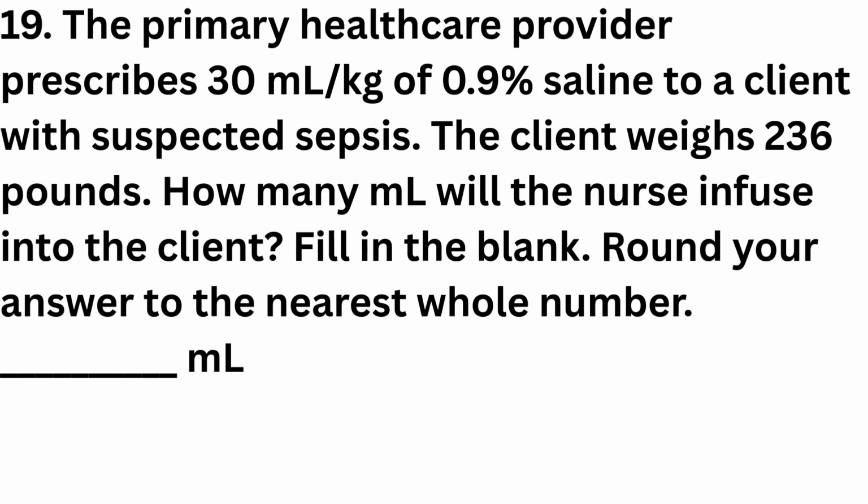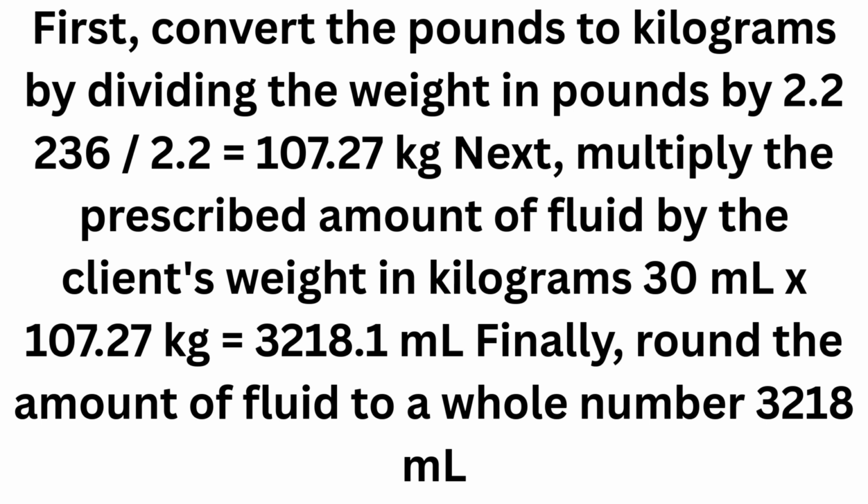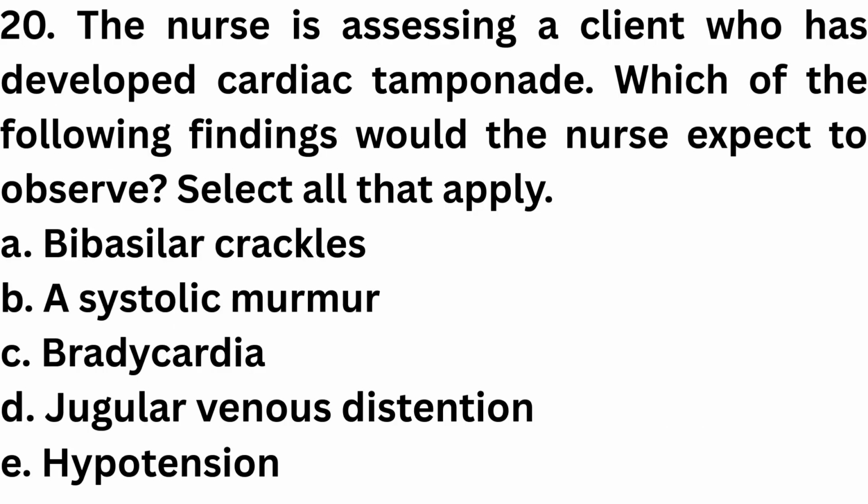Blank ml. First, convert the pounds to kilograms by dividing the weight in pounds by 2.2. 236 divided by 2.2 equals 107.27 kilograms. Next, multiply the prescribed amount of fluid by the client's weight in kilograms. 30 milliliters times 107.27 kilograms equals 3,218.1 milliliters. Finally, round the amount of fluid to a whole number. 3,218 milliliters.